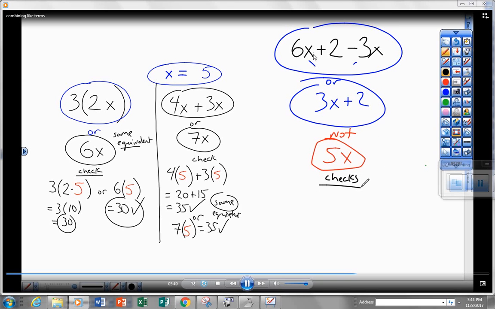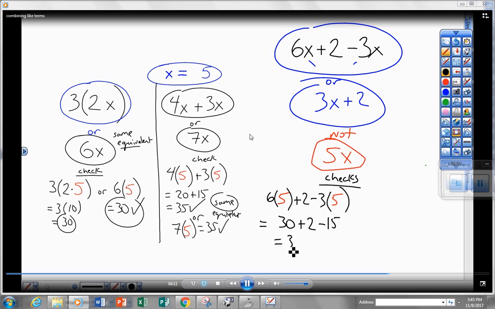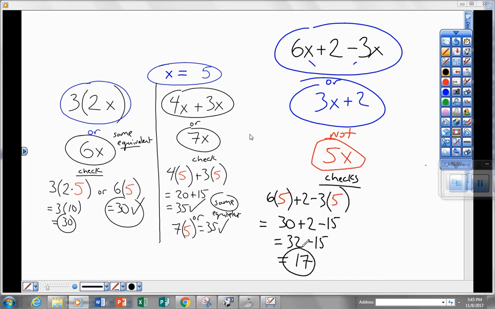So if I plug in 5 into either of these, I should get the same answer because they're equivalent. If I plug in 5 here, I should get the wrong answer. So 6 times 5 plus 2 minus 3 times 5, plugging in x is 5 into this original expression, and that gives me 30 plus 2 minus 15, following order of operations, which gives me 32 minus 15, which is 17.